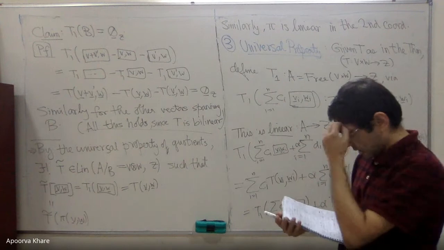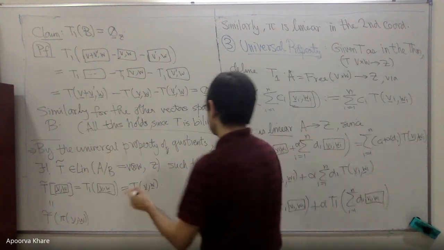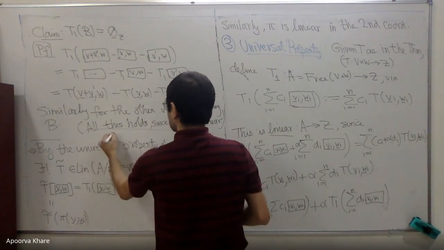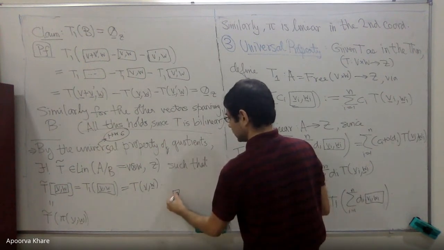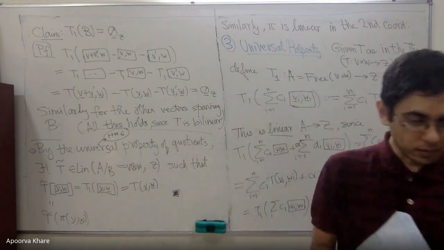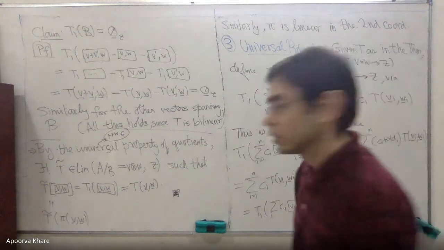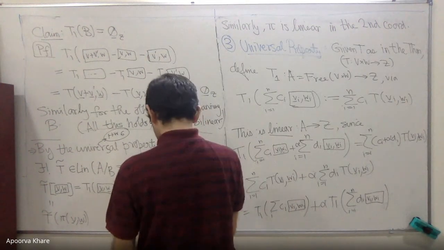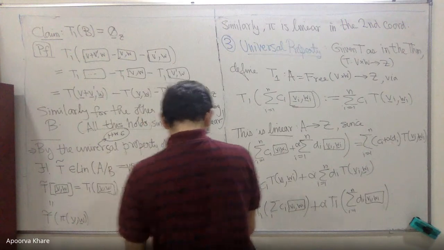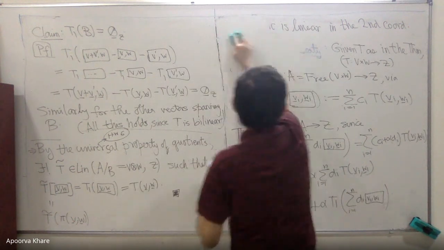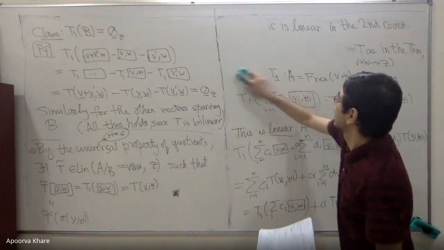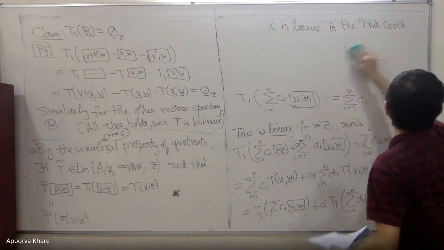Okay, great. So yeah, this was homework 6. Okay, great. So that's that. So now, okay, that is something about tensor products. So that was step 3, universal property, and then we are done. So that's how we construct a tensor product.